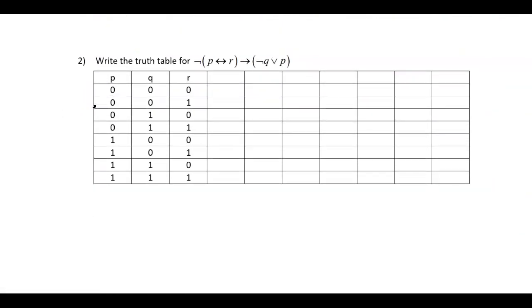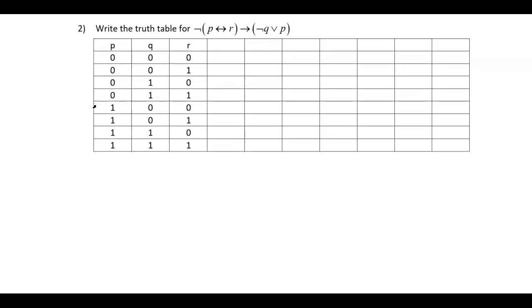This one is 3 letters. I have a P, a Q, and an R. And as you can see, I've written 1, 2, 3, 4, 5, 6, 7, 8 rows. I've put P, Q, R in alphabetical order. Half of 8 is 4, so 4 zeros, then 4 ones, 2 zeros, 2 ones, 2 zeros, 2 ones, and I've set up my inputs that way. You set them up that way every time.